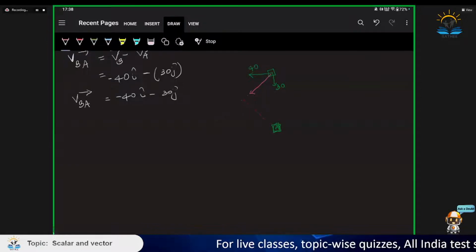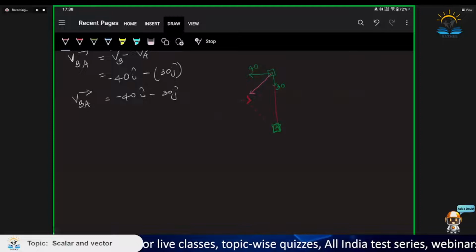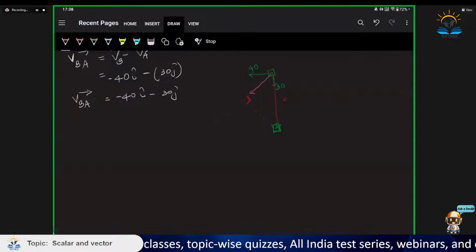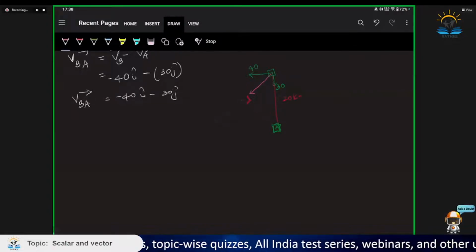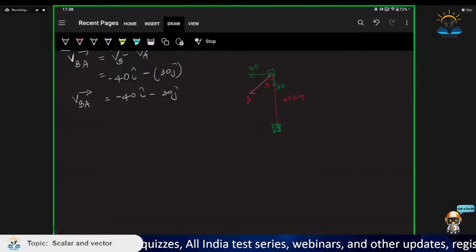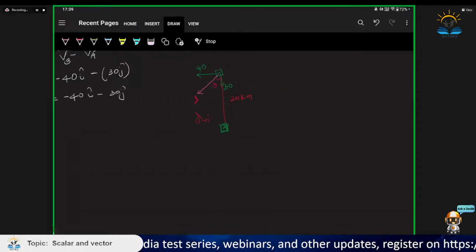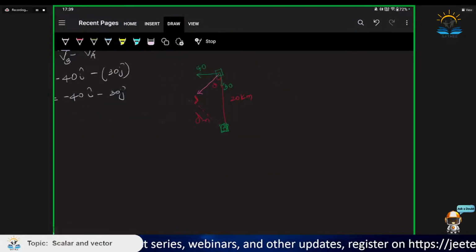Yes, yes. And if we know the initial distance is how much? Initial distance is 20 kilometer. And if we get to know what is theta, then we can find out this minimum distance, dm. Right? Now it's a very easy question, right?